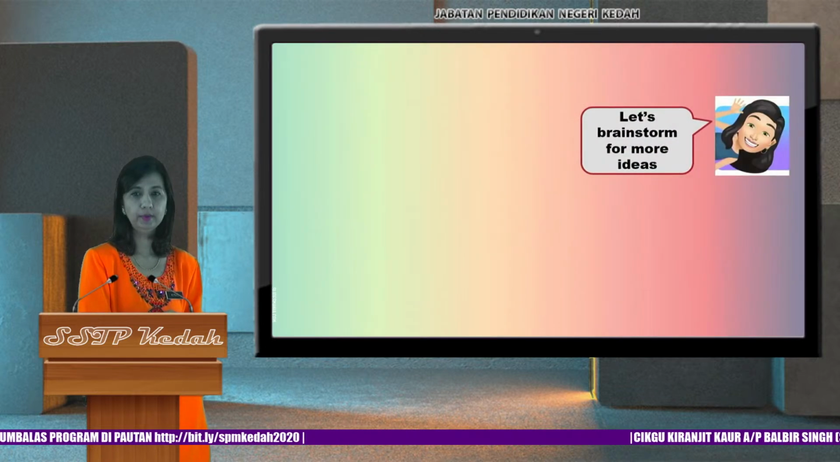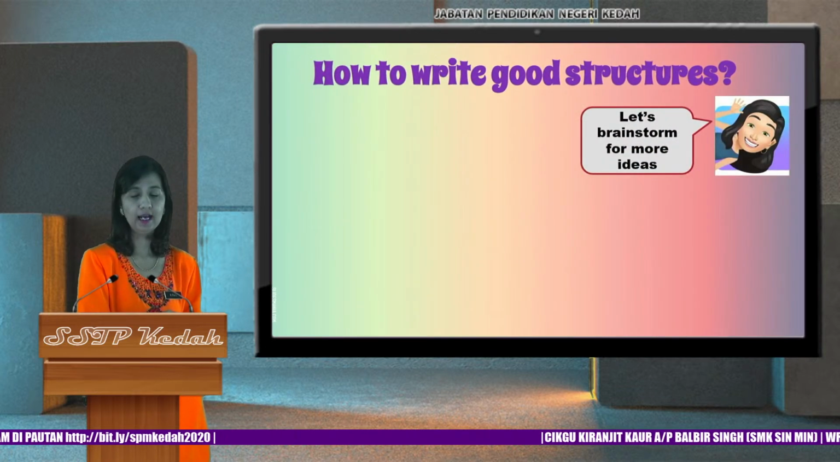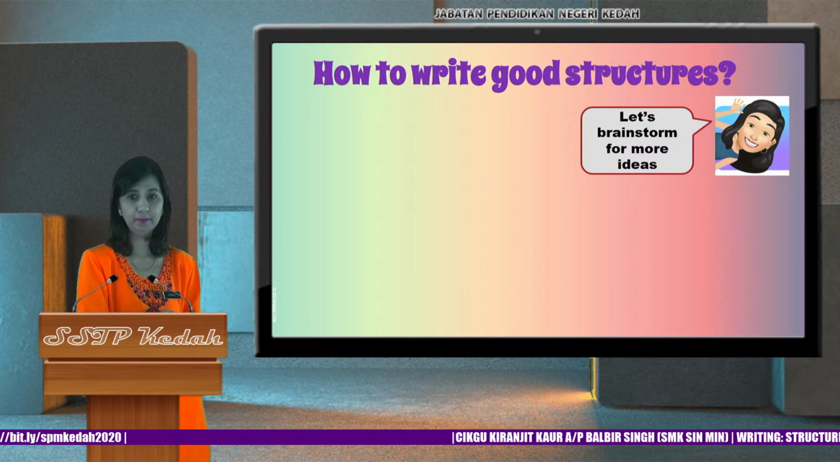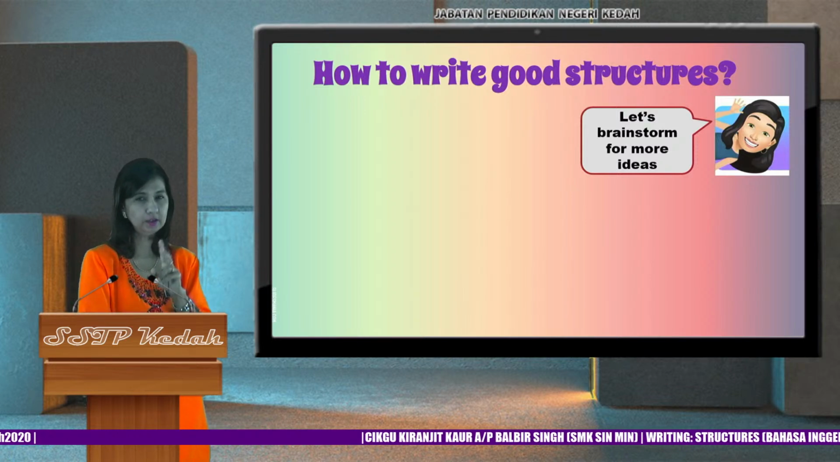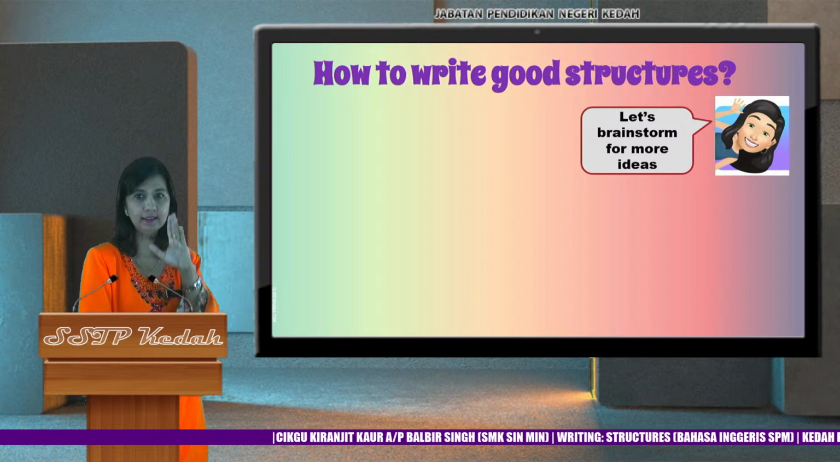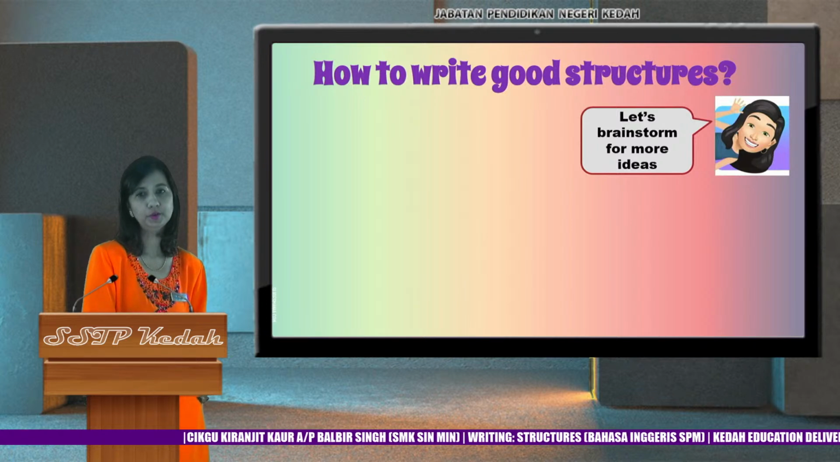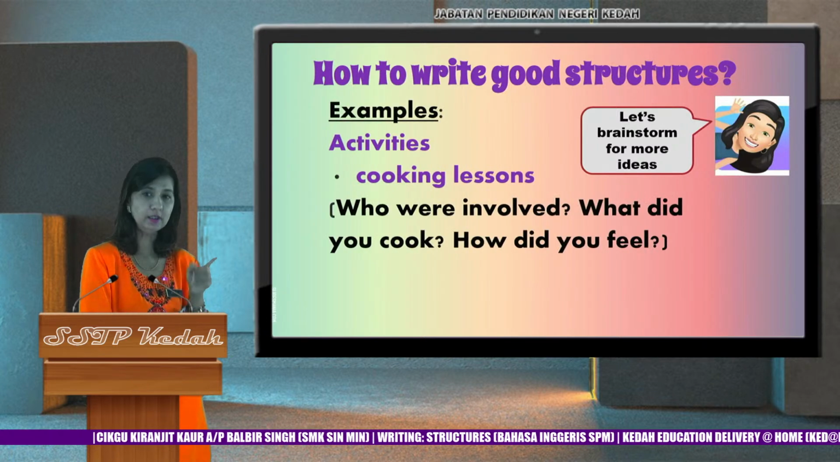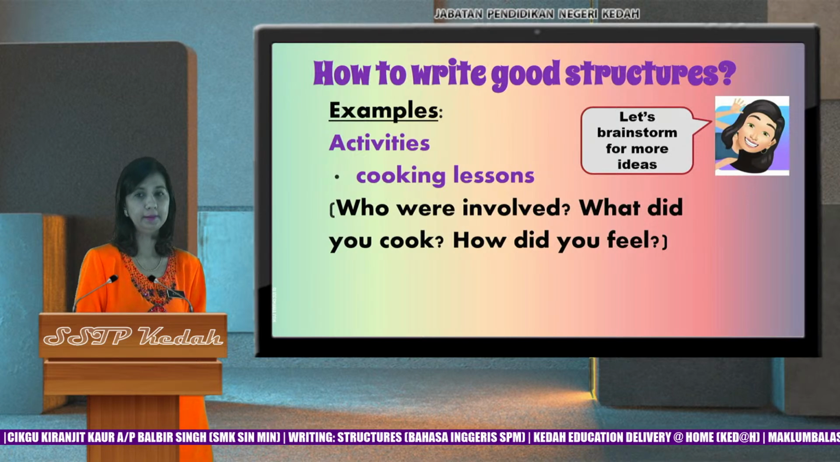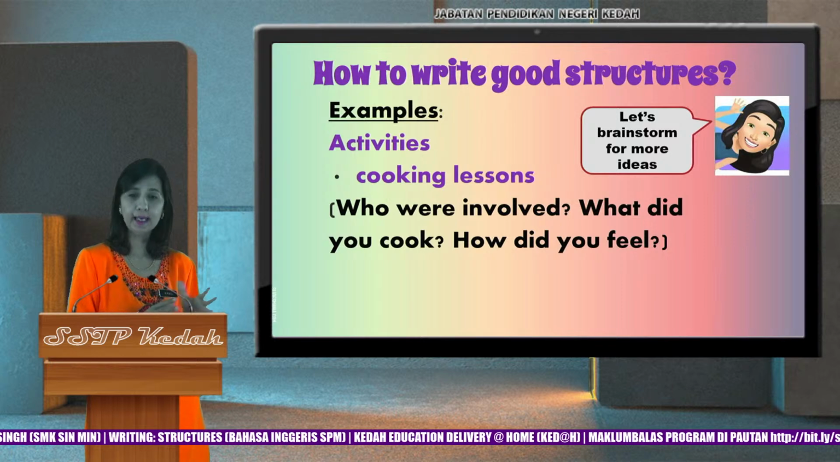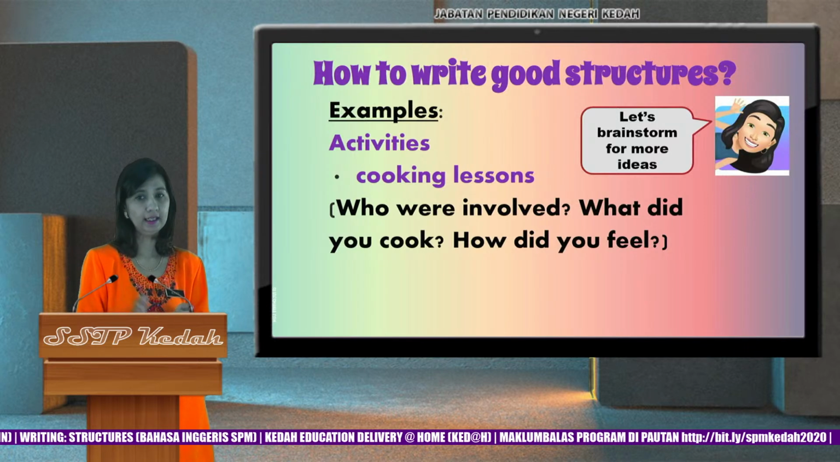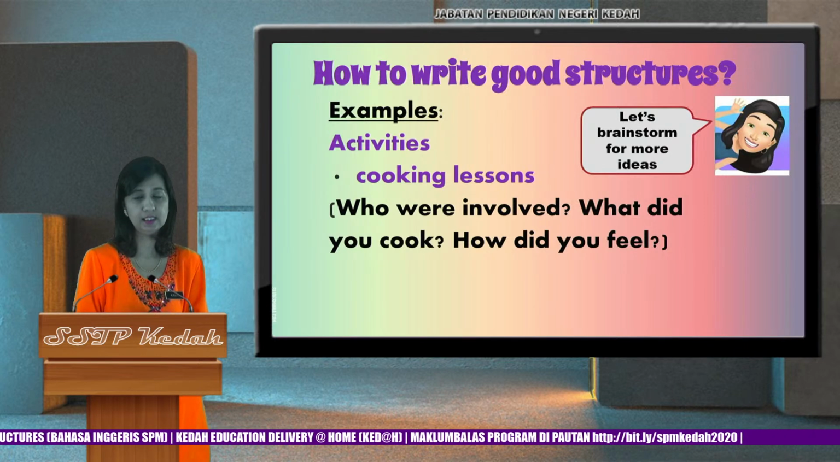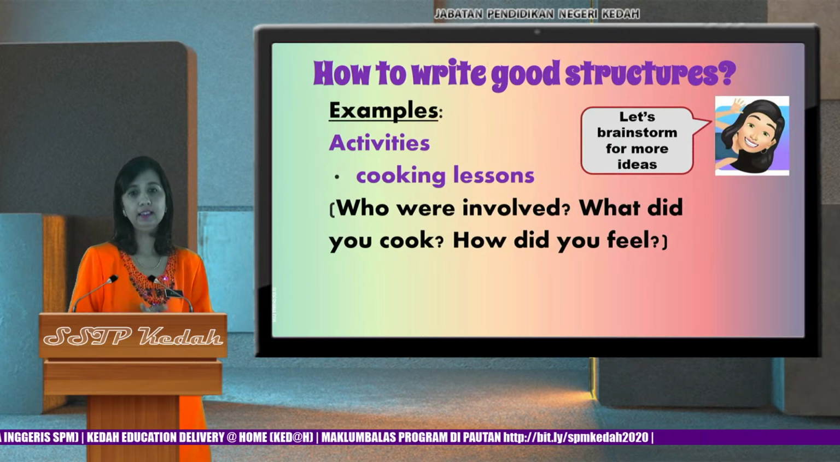Okay, we will brainstorm for more ideas on how to write good structures. Remember, I want you to grab all the 20 marks. If not 20, at least 15 out of 20 for language. Now let's look at another example on content point given for activities. Now in camping, when you go camping, you have activities. Cooking lessons can be one of the activities tested, or given in the content points.